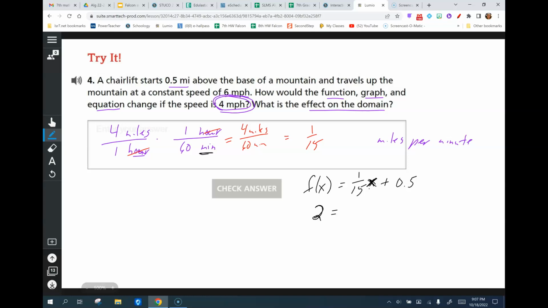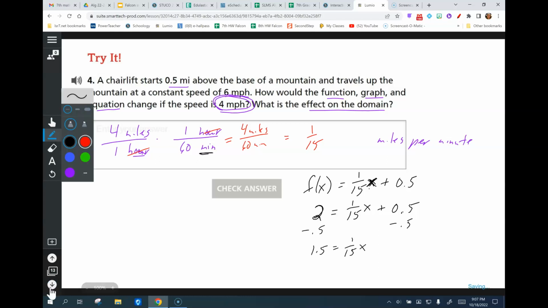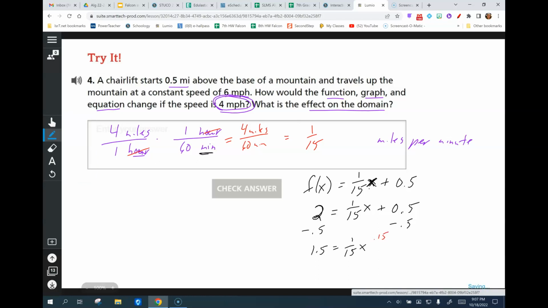So we know that the distance up the mountain is 2. We found that out on the last problem. So we're going to take 2 is equal to 1/15 x plus 0.5, and we're just going to solve for x. I'm going to subtract 0.5, and I get 1.5 is equal to 1/15 x. And I'm going to clear that fraction by multiplying through by 15, and we find out that x is equal to 22.5. I'm going to double check that, make sure I did it right.